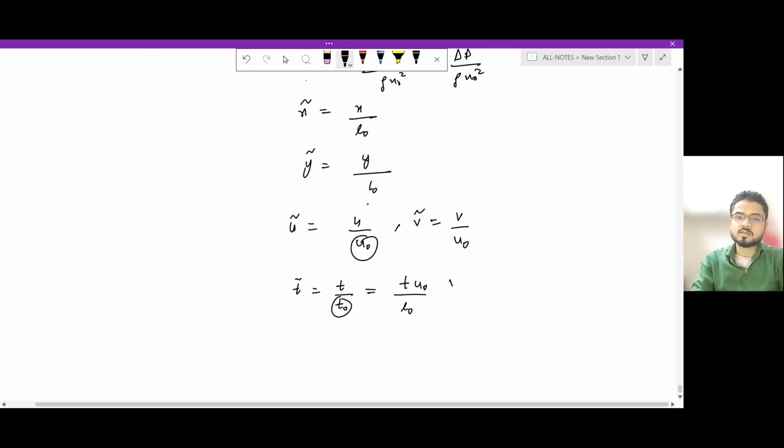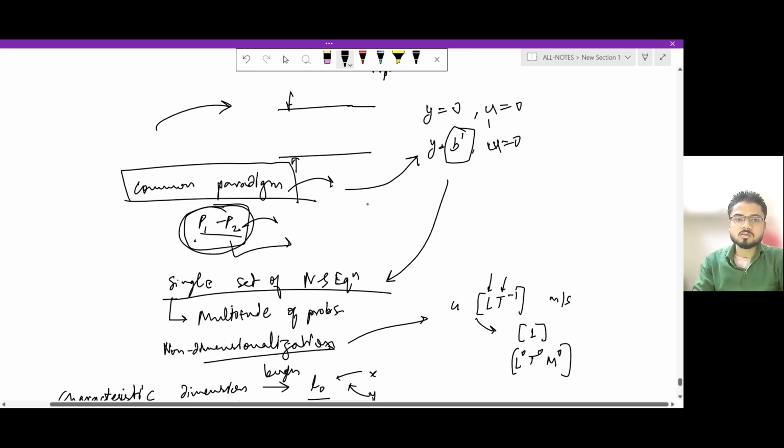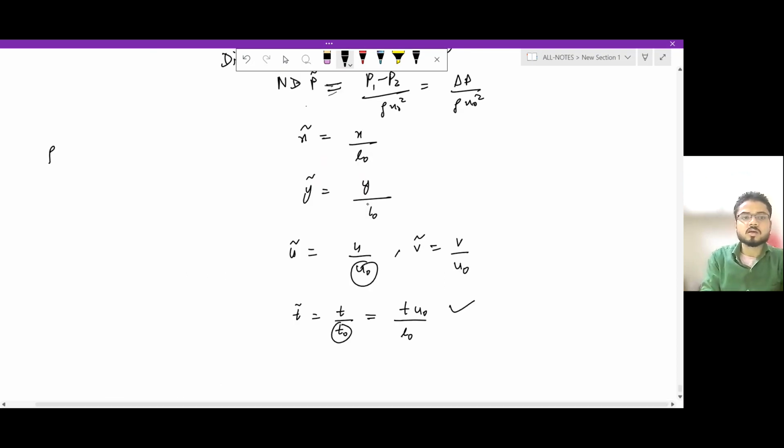Now let's try to replace everything in the Navier-Stokes equations. So this reads as dv over dt equal to negative grad of p plus mu times grad squared of the velocity vector v.